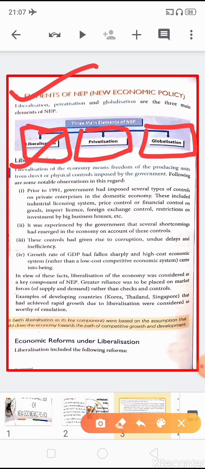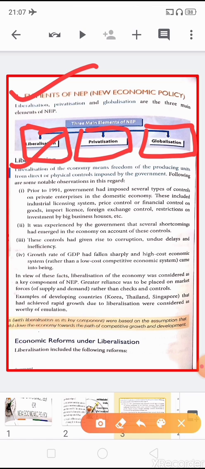So basically under this process, children, the business is given a free hand and is allowed to run on commercial lines. So children, this is liberalization, or in short we can say that liberalization of the economy means freedom of the producing units from the direct or physical control imposed by the government. So there are some observations which can be supported in this regard.